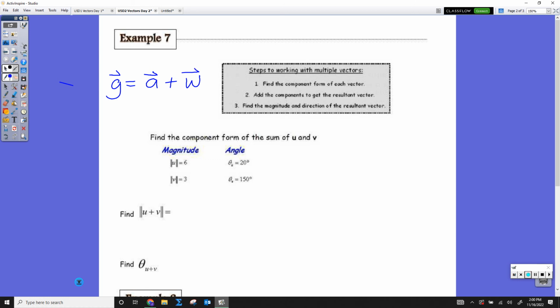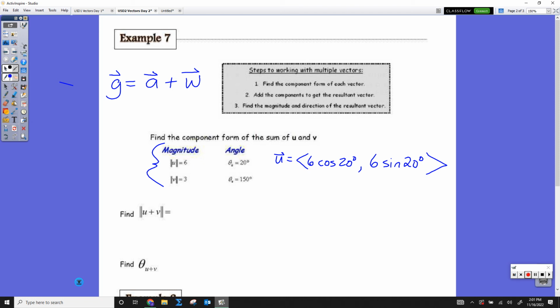But here's what's happening. Just like we did on day 1, adding vectors, we're going to do the same thing here. If you have two vectors, right here we have U and V. If I was to write the component form for vector U, remember it's magnitude times cosine of our directional angle and magnitude times sine of our directional angle. So we have 6 cosine of 20 and then 6 sine of 20. If we want to, we could type that in our calculators to get the decimal equivalents for vector U. I'm going to leave it like this for the time being.